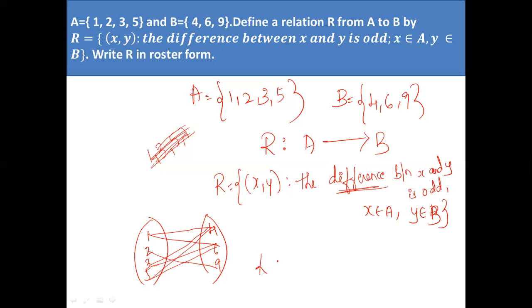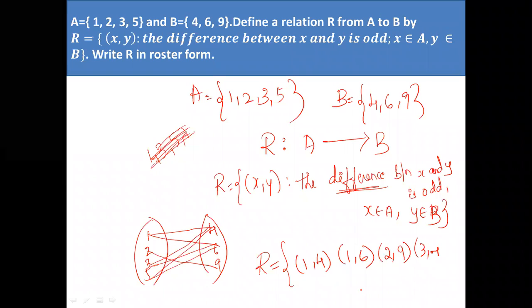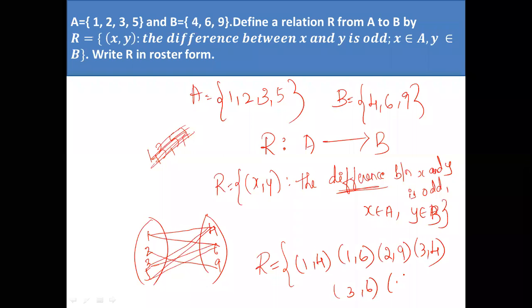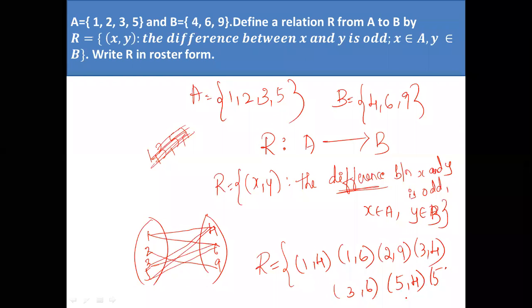Roster form means listing the elements. So 1, 4, 1, 6, 2, 9, 3, 4, 3, 6 and 5, 4, 5, 6. So these are the elements in the relation. This is the answer. Roster form means the answer is written as a list. This is not set builder form. So you have to write it in roster form.